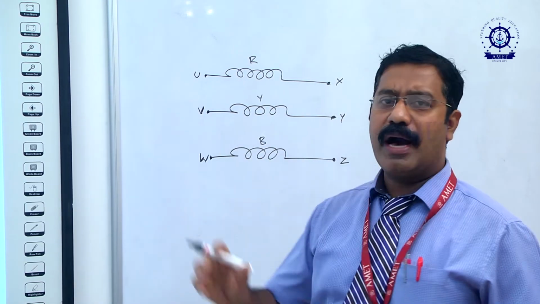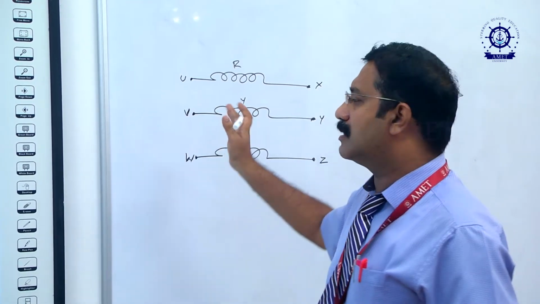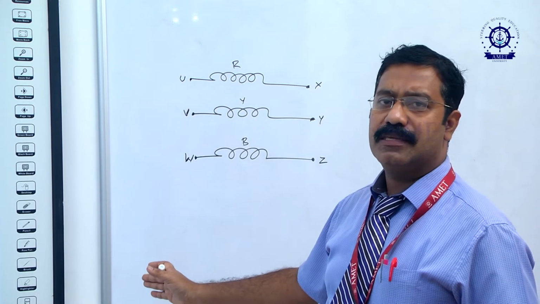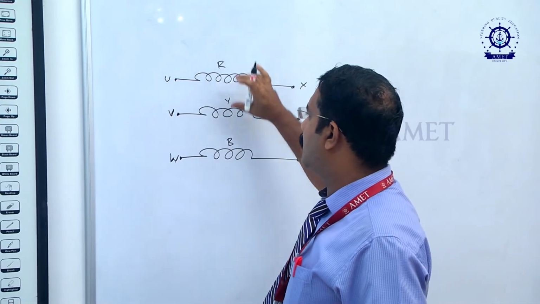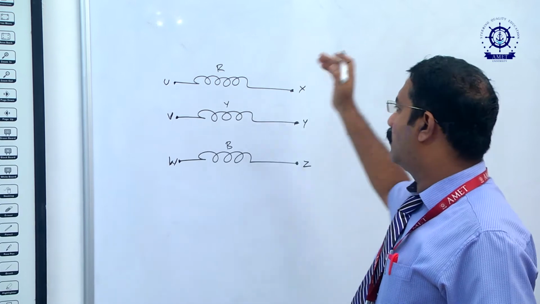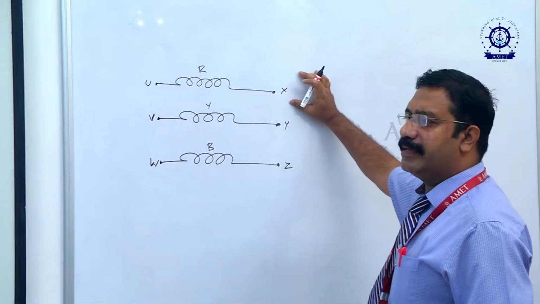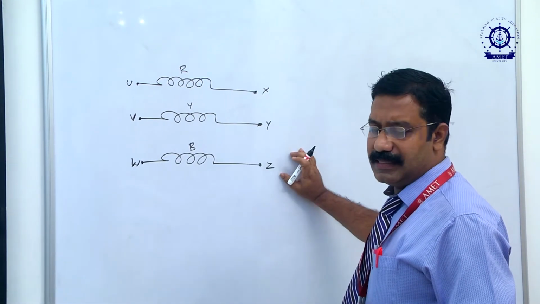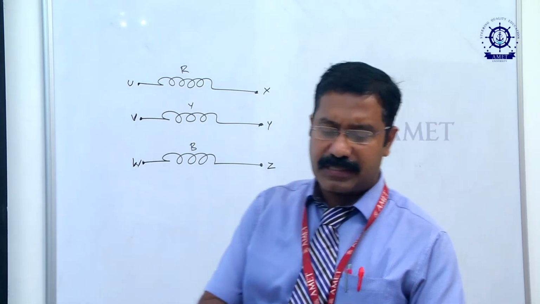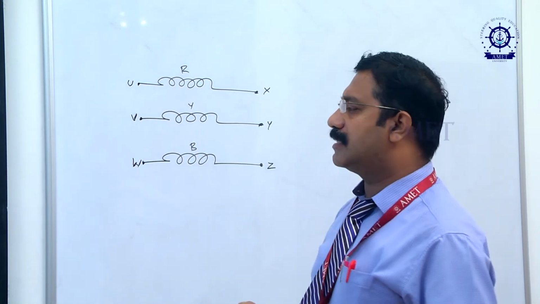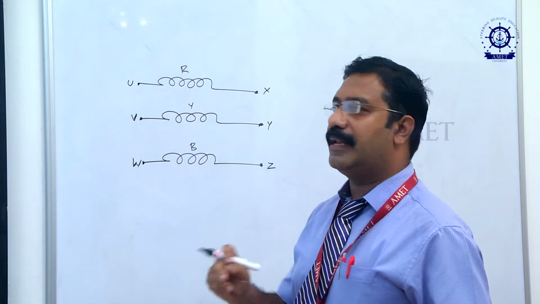U, V, W are the starting points of the windings for R phase, Y phase and B phase. For the ending terminals you will have X, Y and Z. In the terminal box, if you notice it clearly, it will be given like that.